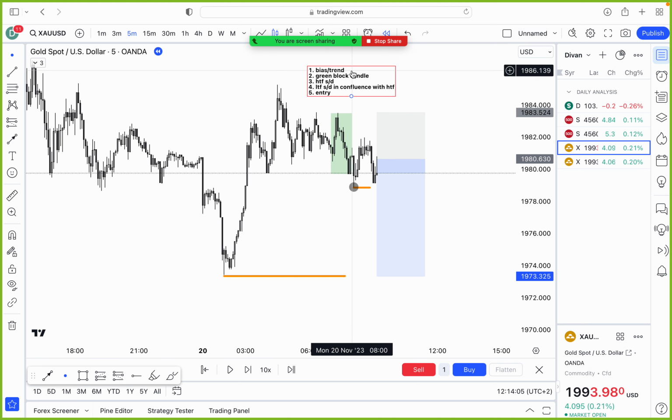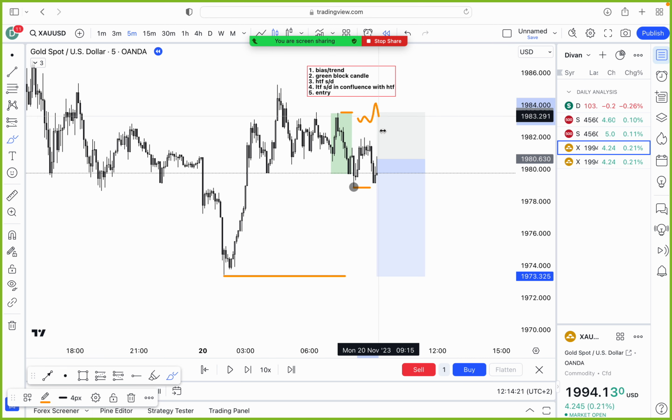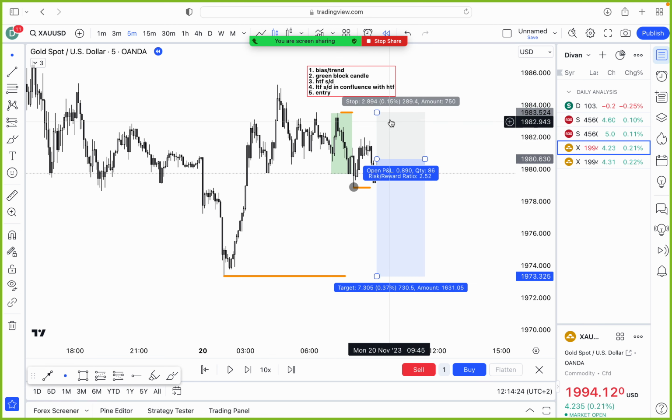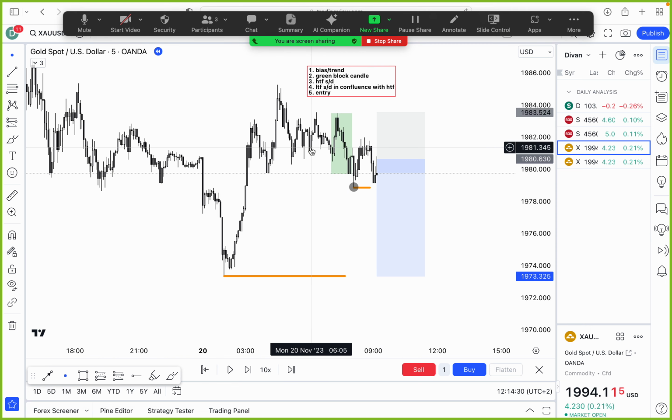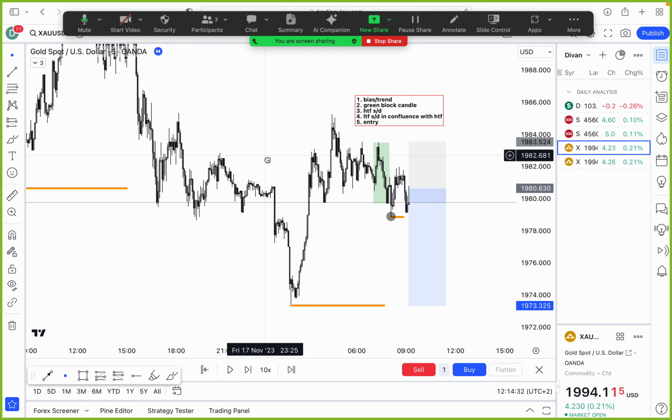So number 1 bias was bearish. We got the green block candle. In this case, the green block candle didn't add any confluence because we know that for confluence to be added with this candle, this high needs to go before we can take a sell, right? That's something like that. But in this case, obviously it didn't, so we just ignore that step, if I can put it like that. Number 3 was we can look to the left.